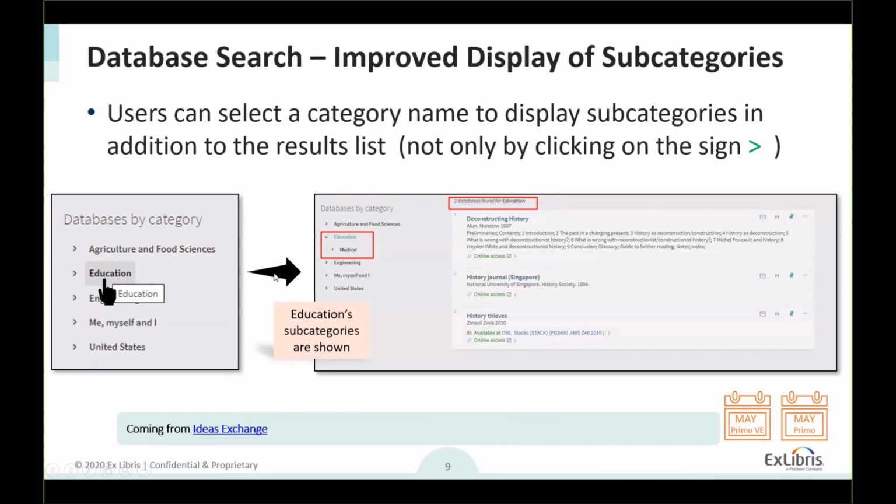So we know that the arrow here is the one that only opens the tree, and clicking on the category will search for the database and open the tree to the subcategories below. So this is also being released both in Primo VE and Primo in the My release.